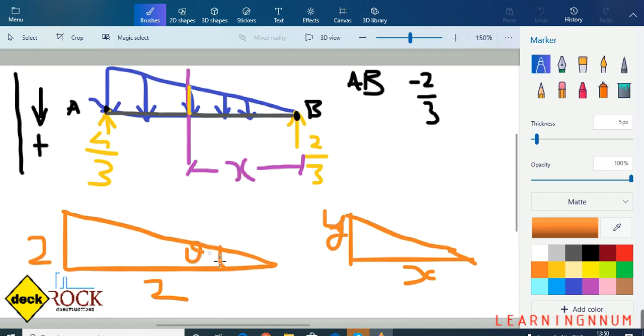So apply tan theta. What would you get? Tan theta here would be 2 by 2, which equals 1. And here it would be y by x. What we need is this ordinate, that means y. So y would be x. So use that. Understood this concept?